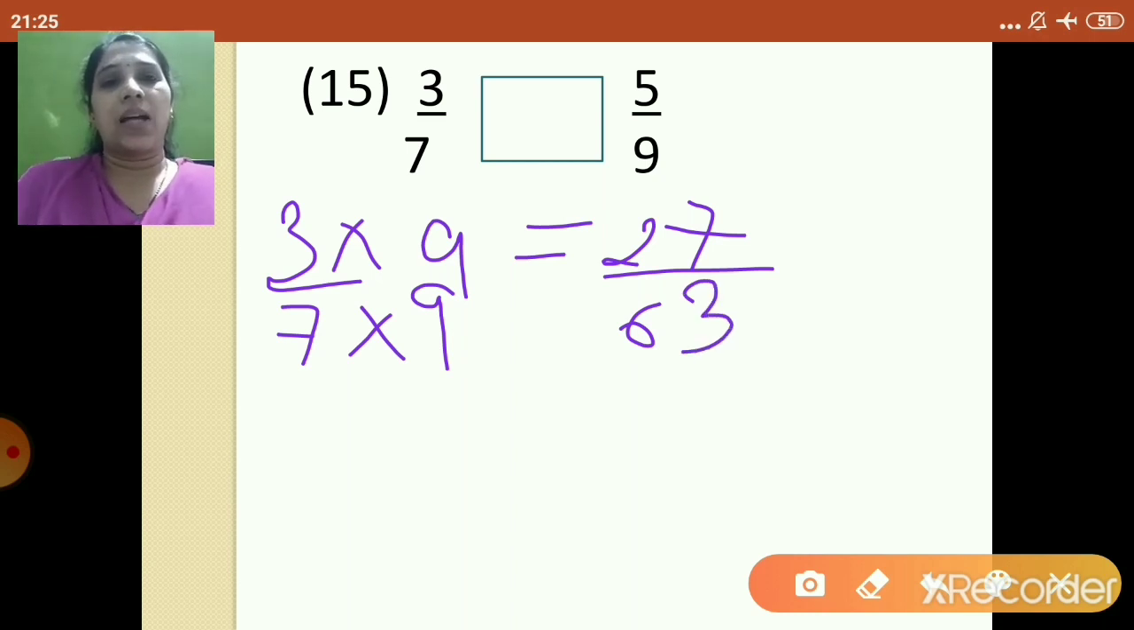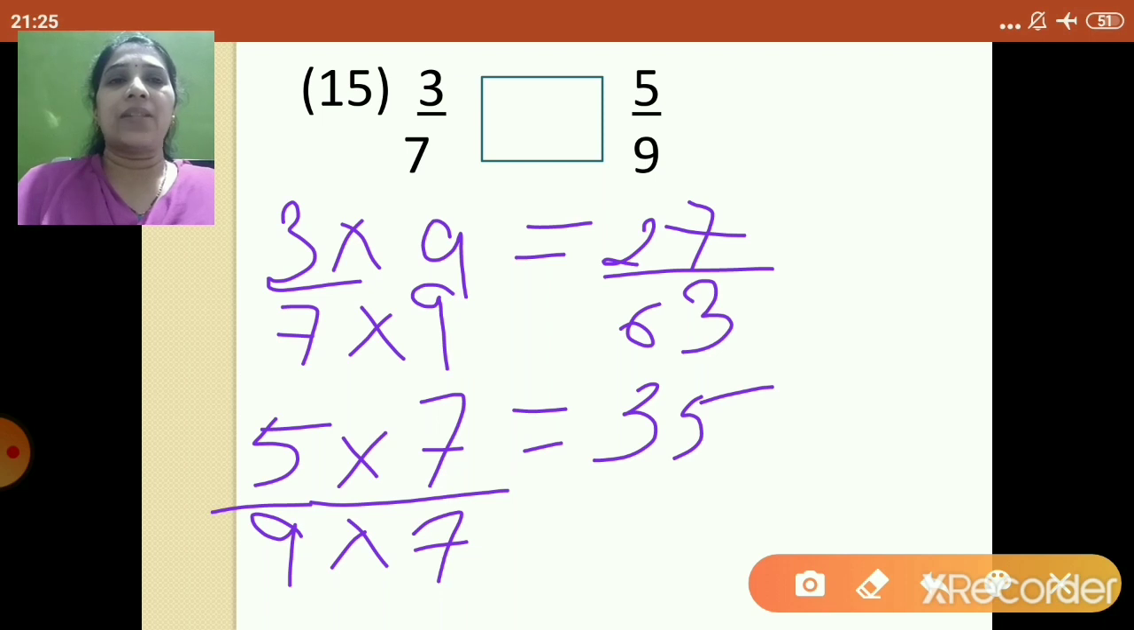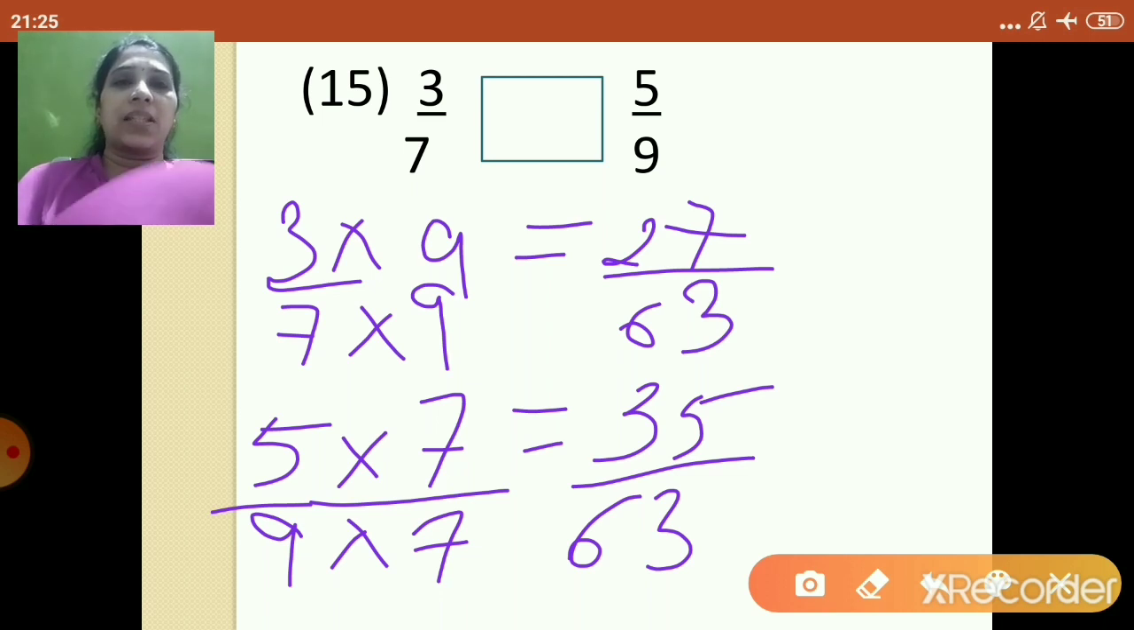So we'll take the other fraction now, 5 upon 9, and we are going to multiply it by the other denominator, that is 7. So 5 into 7 upon 9 into 7. So what is 5 sevens? 5 sevens is 35. And what is 9 sevens? 9 sevens is 63. So that means 27 upon 63 and 35 upon 63.